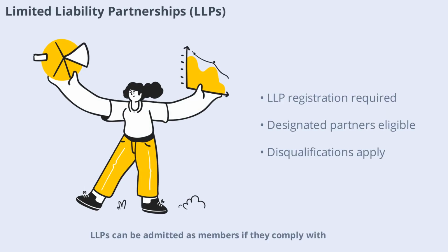LLPs can be admitted as members if they comply with SEBI's financial requirements and their designated partners meet eligibility criteria. The LLP must be registered under the LLP Act, and designated partners must have relevant experience and at least an HSC qualification. Disqualifications for membership apply to all partners.